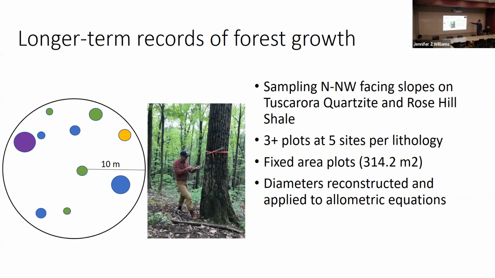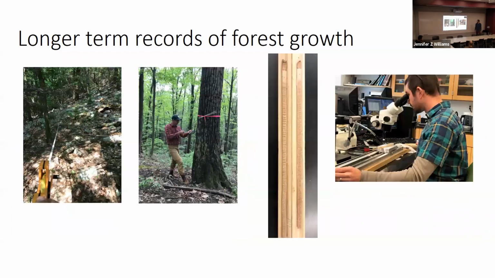So I'm trying to come up with 5 sites for lithology and sample at least 3 fixed area plots at each site. This schematic shows that within a 10-meter radius circle, we're sampling all trees of all species up to a 5-centimeter size class. Using tree rings, we go out and establish these fixed area plots, and all trees are cored 2 times in each plot. I'm trying to give you a little primer on tree ring methods here.